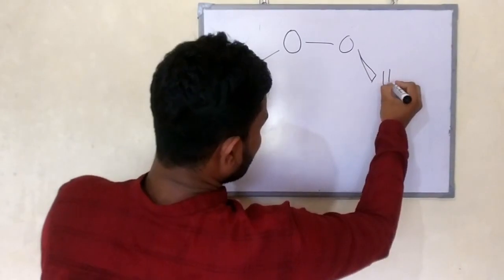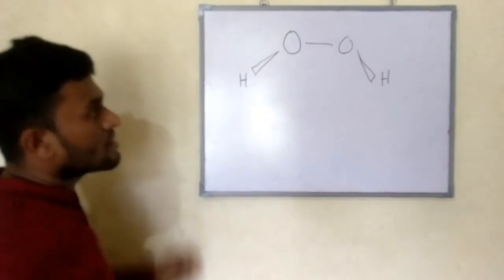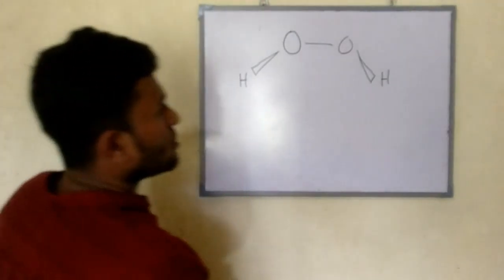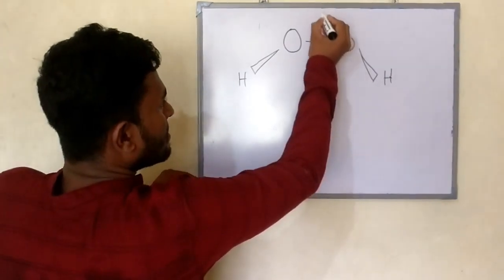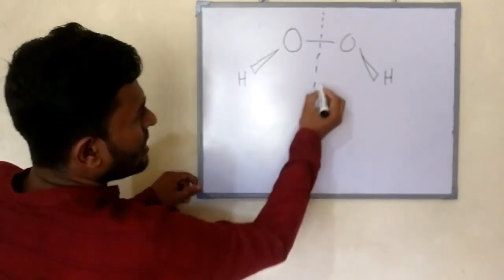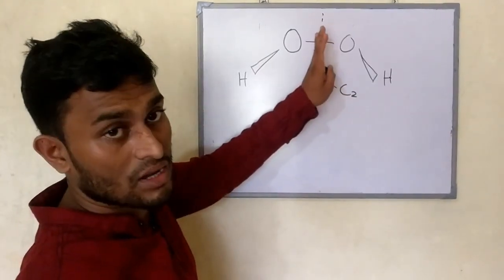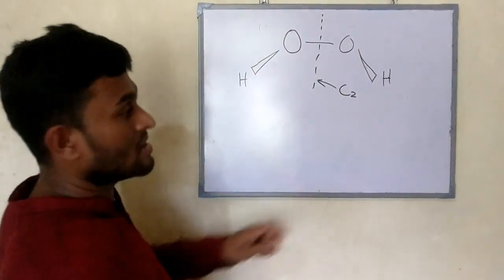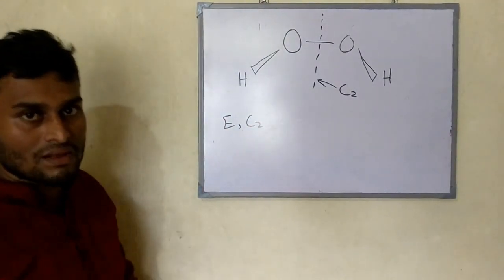One hydrogen coming out and at the same time the other hydrogen also coming out. So in this kind of configuration, you can take the C2 axis like this. You can rotate the molecule by 180 degrees. So E is possible, C2 is possible.